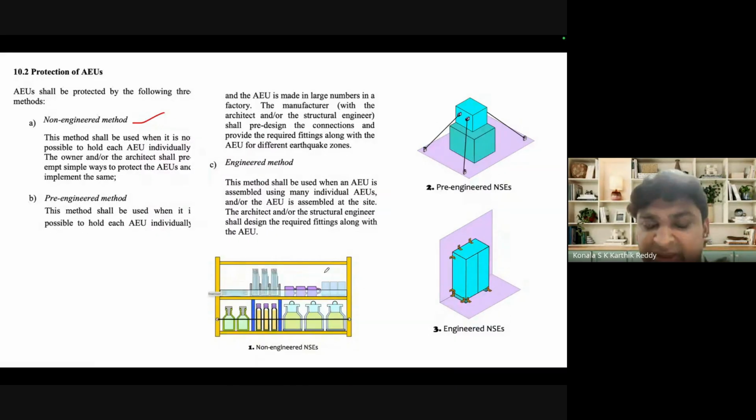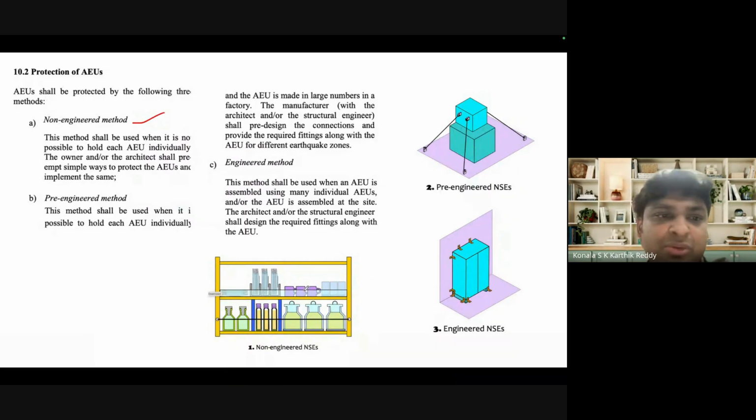Let us say your vessels or your plates and crockery, which are typically brittle in nature. You can run some cables and just confine them, such that even if they wish to topple, we are still trying to arrest their movement. That's how you can do it. But this is very primitive in nature, and it's a non-engineered way of doing things.